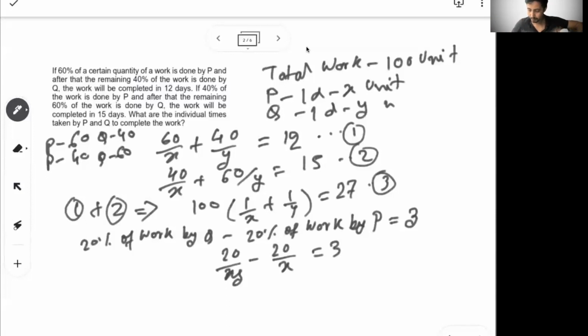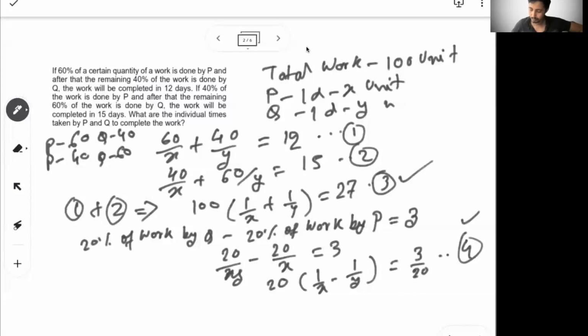So if I do 20 into 1 by x minus 1 by y, that is equal to 3 by 20. Let's say this is equation 4. So you have 4 equations. So if you can solve this, basically I can write them: 1 by x plus 1 by y is 27 by 100, and 1 by x minus 1 by y is 3 by 20.